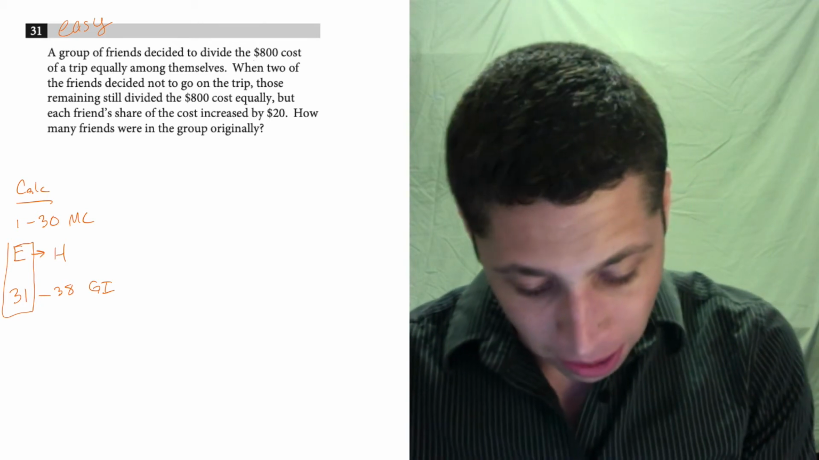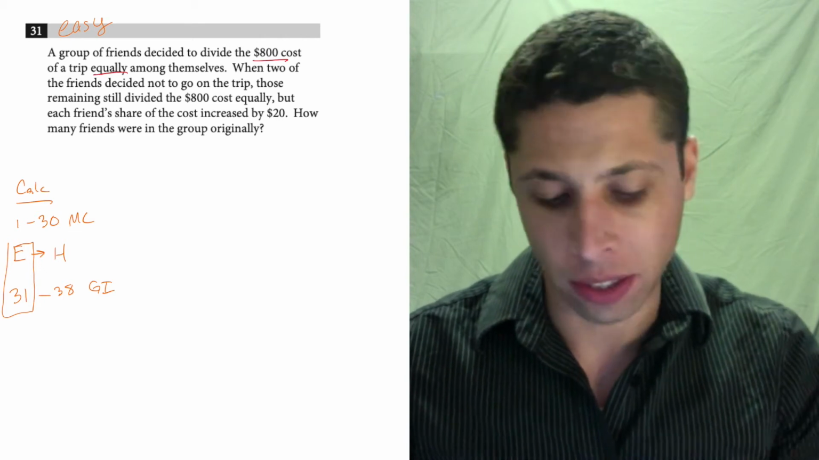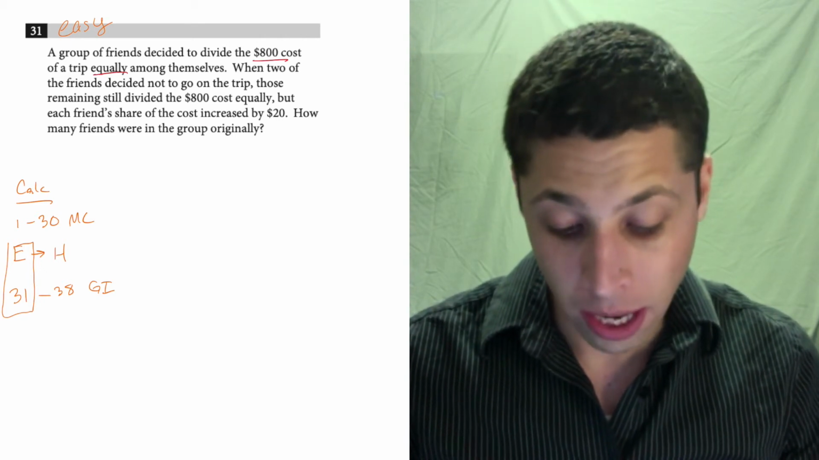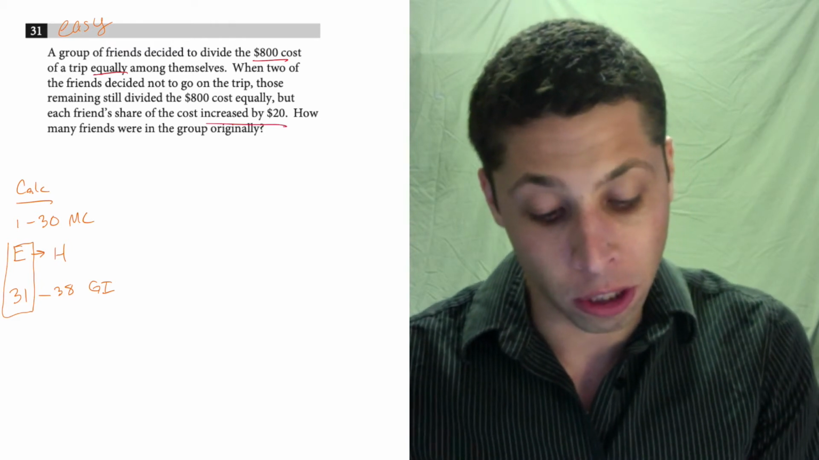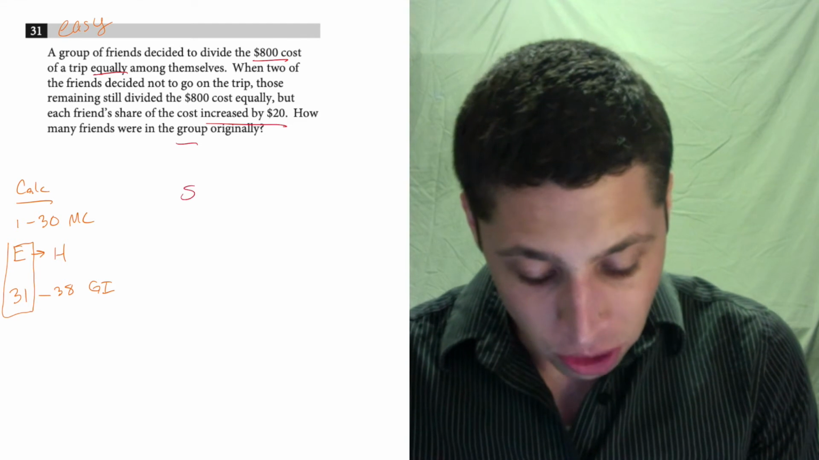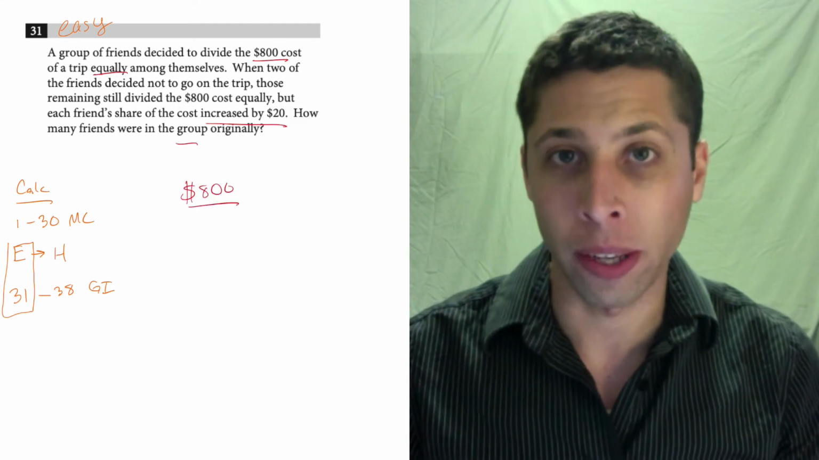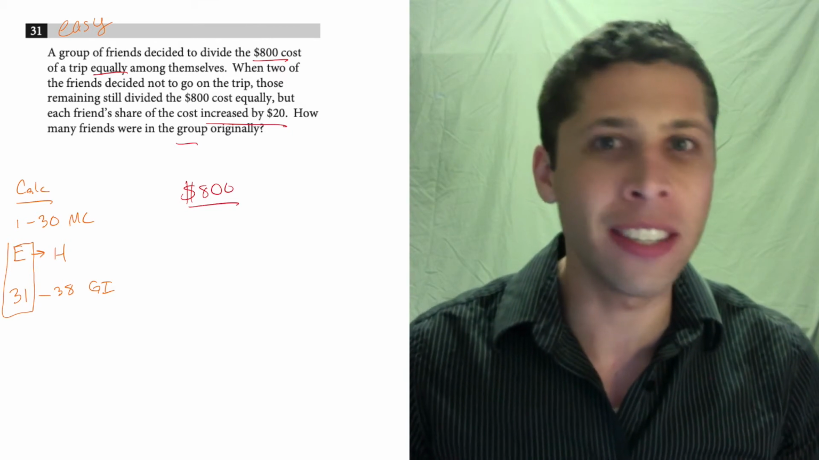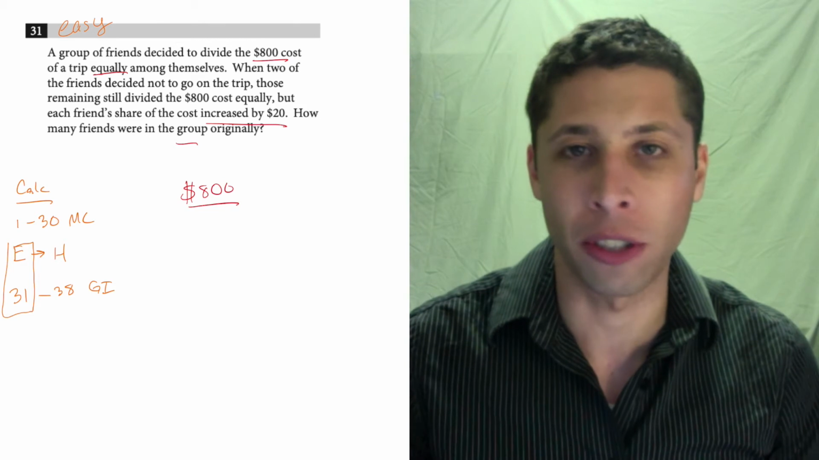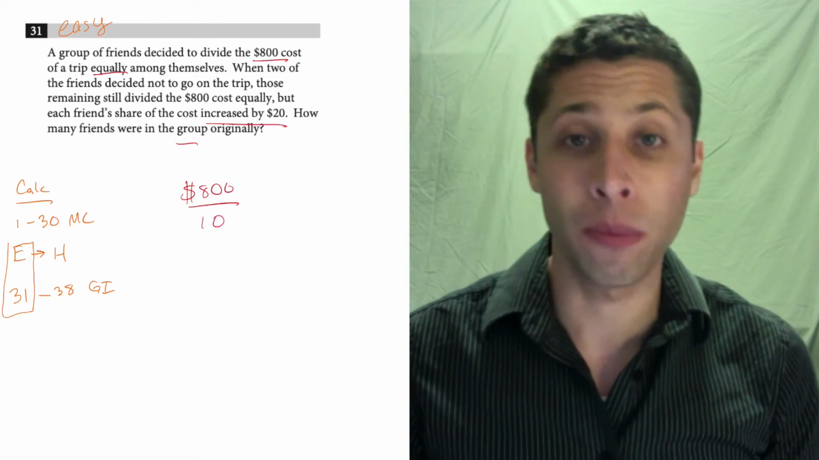So they're talking about an $800 trip. They're dividing it equally. 2 of the friends decide not to go. Those remaining still divided the $800 equally, but each friend's share of the cost increased by $20. How many friends were in the group originally? Well, okay, just take 800 and pick a number to divide into it. So you're not going to pick something weird like 17. You're going to pick a number that just makes sense with the number 800. So the first thing that comes to my mind is 10, right? Let's divide by 10 people.